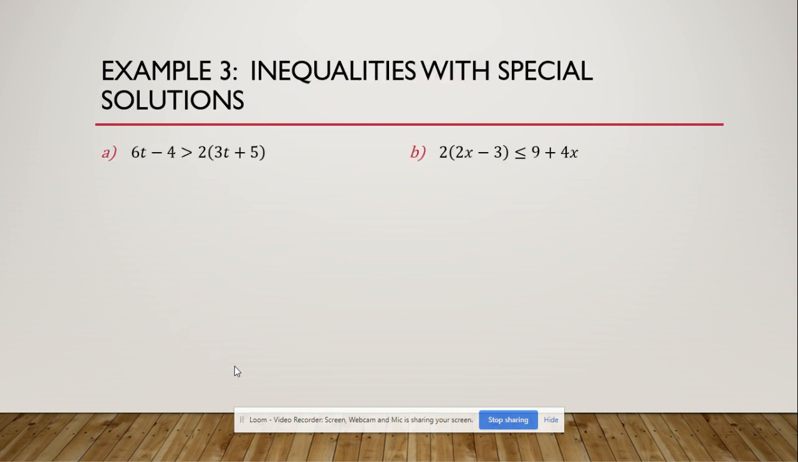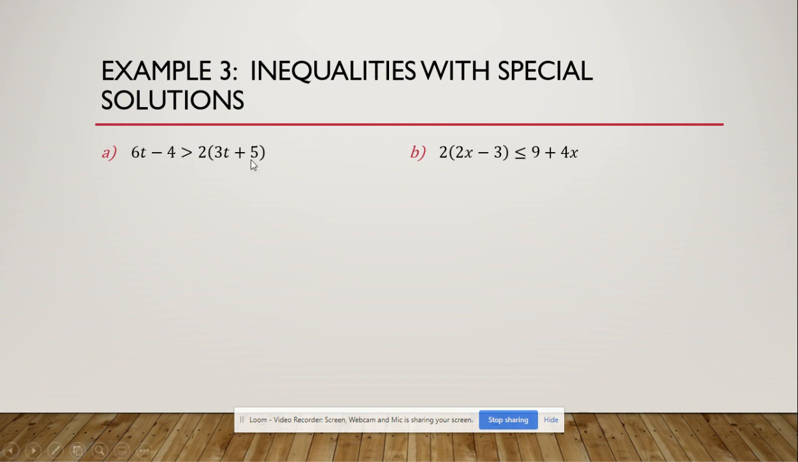All right, now we're going to talk about situations in which inequalities have special solutions. When we were doing this with equations, what that meant were equations that had no solutions or infinite solutions. Okay, so let's see what these are going to look like with inequalities.